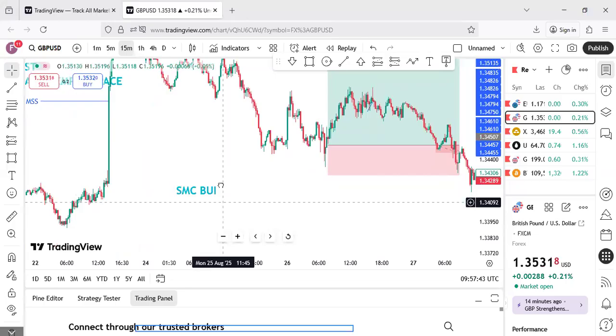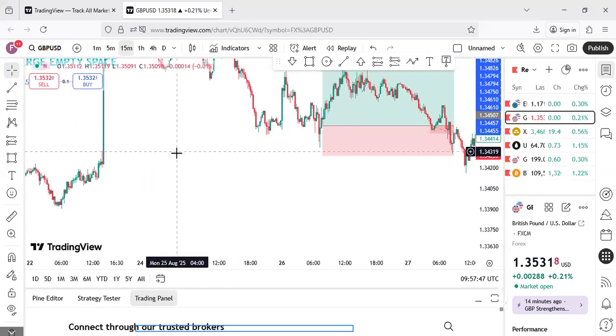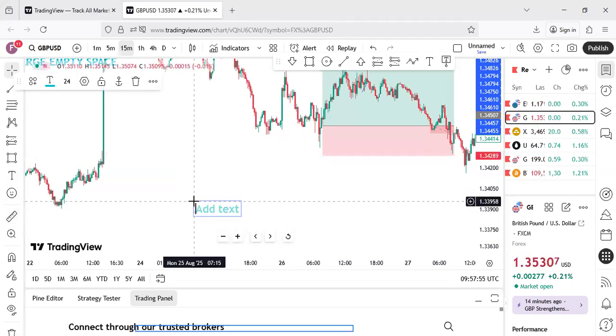Now, what is the difference between fair value gap and liquidity void? And what I'm here to do is to differentiate everything. The difference between fair value gap and liquidity void.